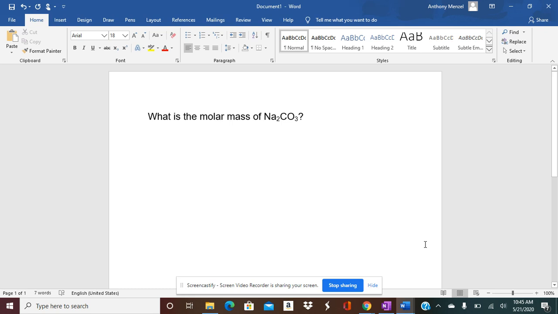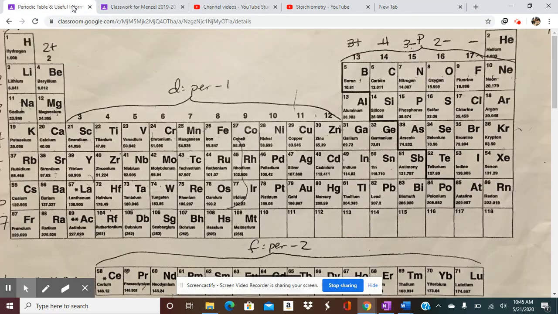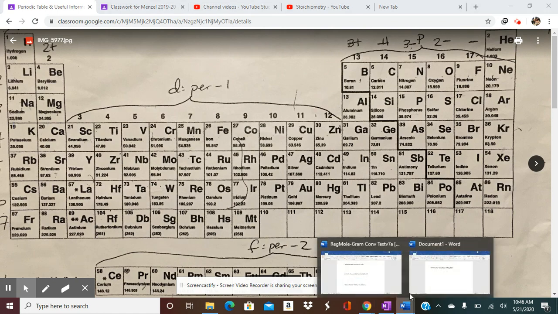The next step after we've learned how to do mole-gram conversions for elements is to do mole-gram conversions for compounds. But before we can do dimensional analysis with compounds, we have to learn how to calculate the molar mass of compounds. The molar mass of elements is very easily obtained from the periodic table. For the molar mass of compounds, we have to learn how to use the molar mass of the elements in order to calculate the molar mass of the compounds.